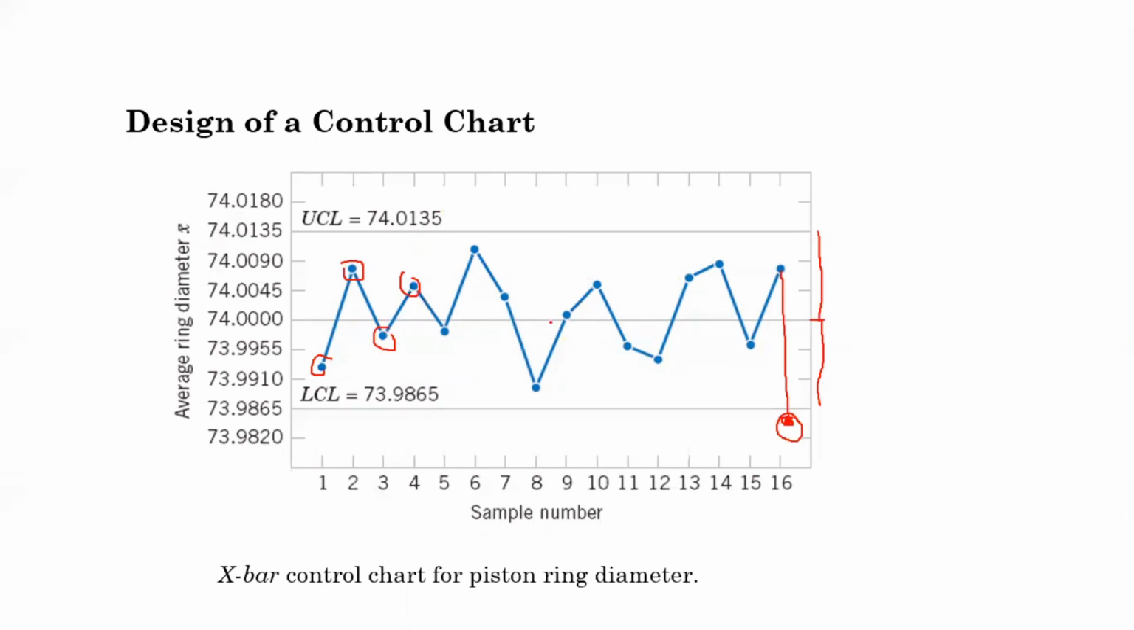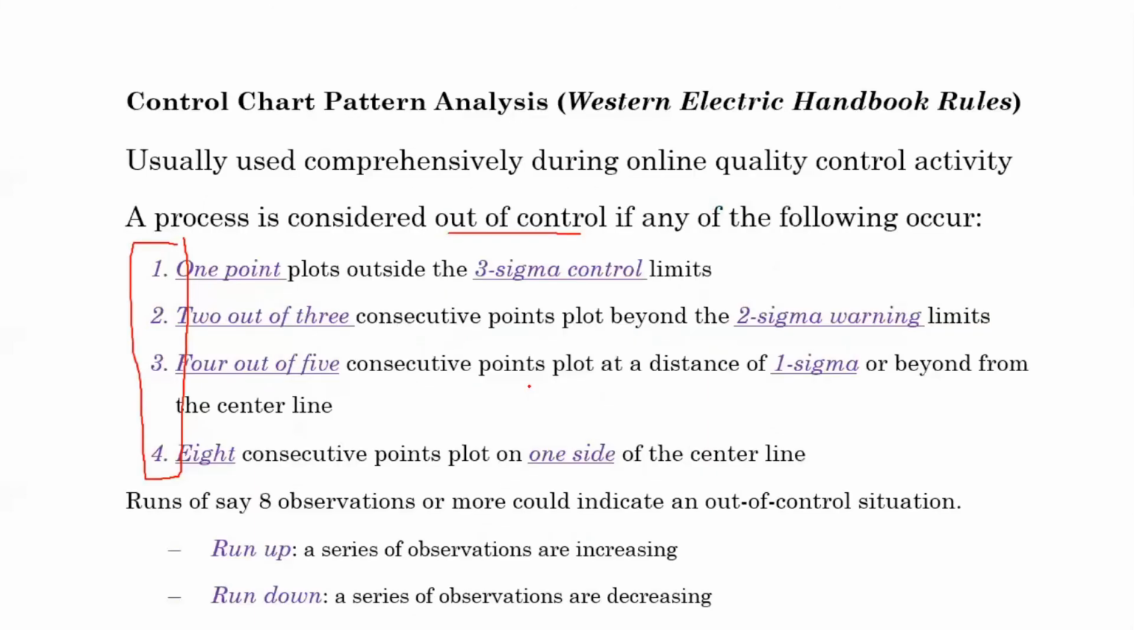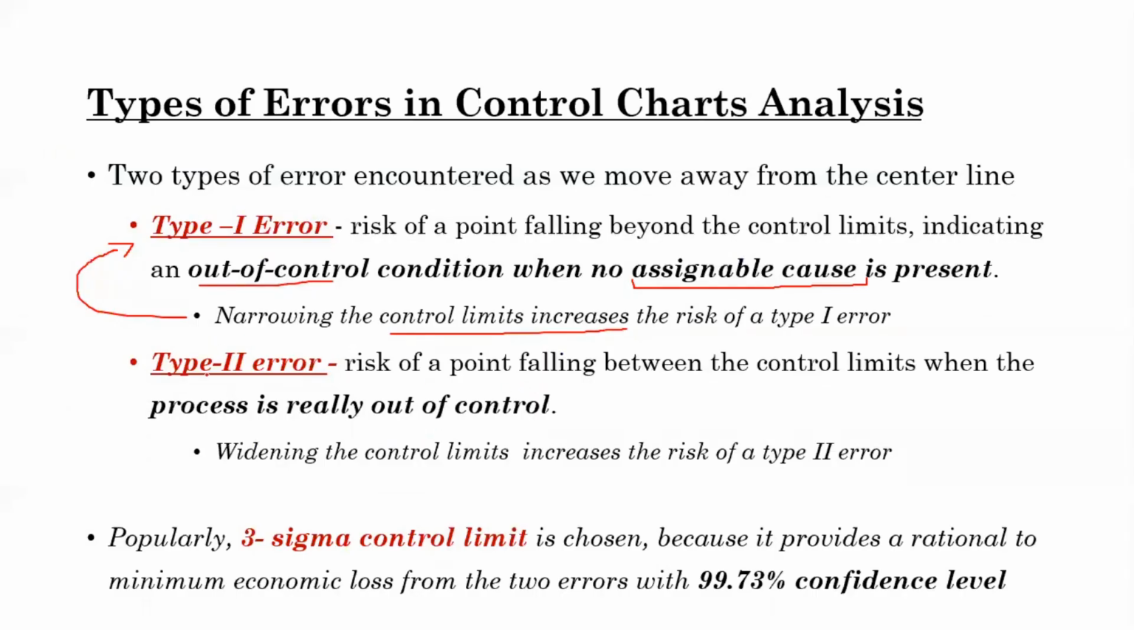You might be in such a situation, but in reality there might be points that were supposed to be out of control. For example, at this point there is an assignable cause, or the material used in this case was not as per the standard and is causing too many defects. You could see that there is something wrong, but when you plot it, the process is within control. In that case we say this is a type 2 error: a risk of a point falling between the upper and lower control limits but the process is actually out of control.